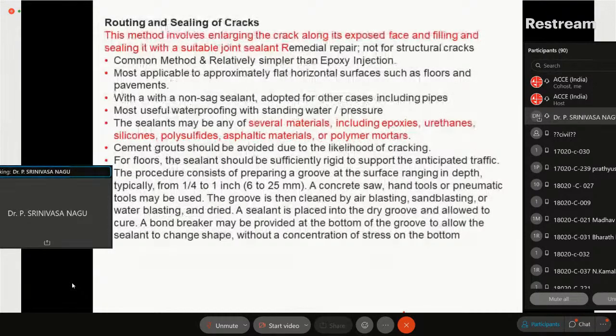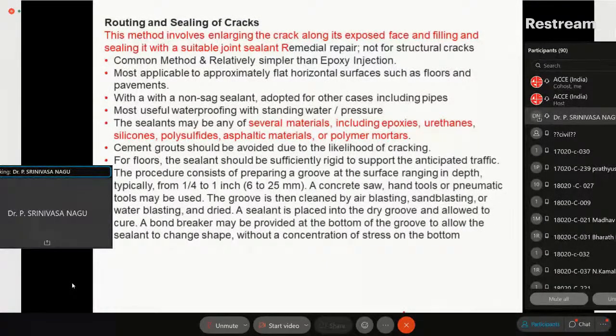Anyway, there are methods like this: routing and sealing cracks. That is, you have to open it, then put the material required. You have to see that the new material bonds well with the surface. This requires certain cleaning processes, etc. And the methods also depend on how the access is.